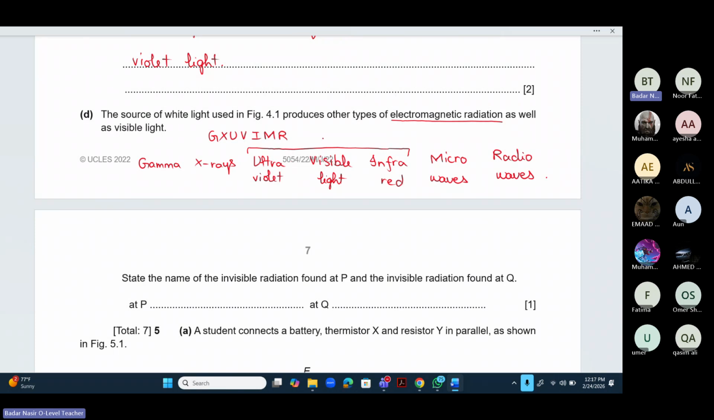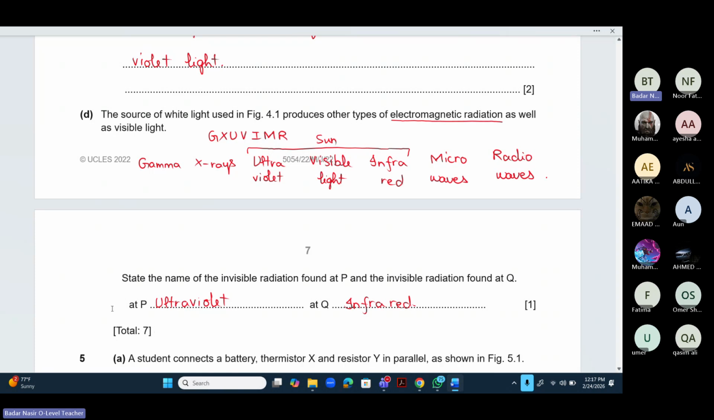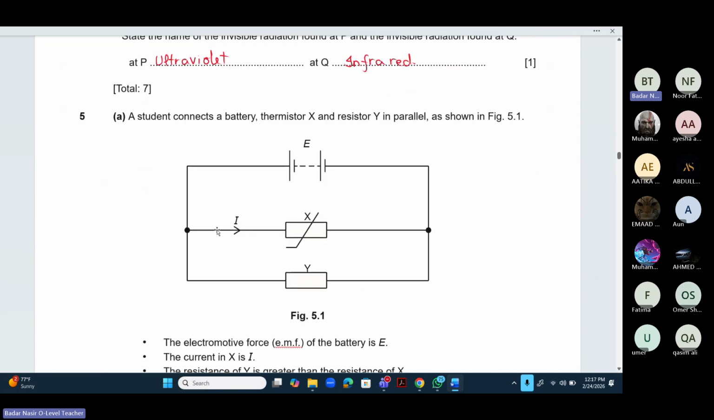होती हैं। जैसे कि ये सन इज इमिटिंग दीज 3 टाइप ऑफ रेडिएशंस। अगर कोई व्हाइट लाइट है, ठीक है, सोर्स ऑफ व्हाइट लाइट प्रोड्यूसेस ultraviolet and infrared radiations as well। So we will write ultraviolet and infrared। Okay, so the other type of waves are these। Okay, now question number 5.